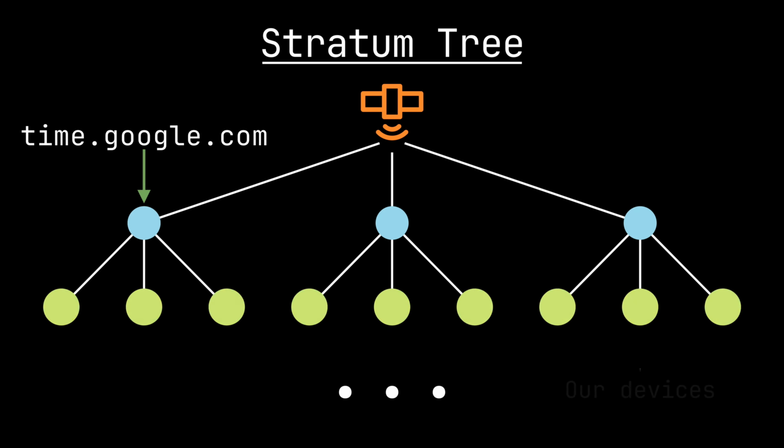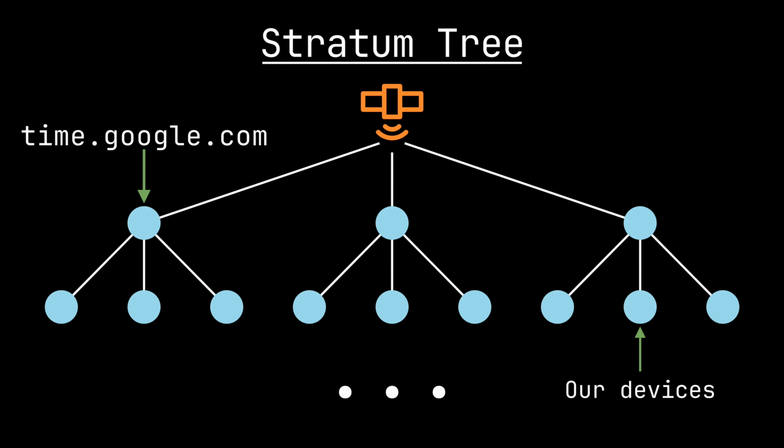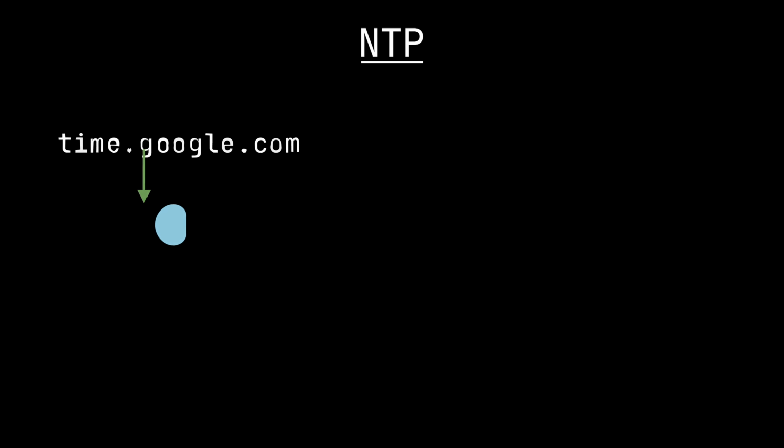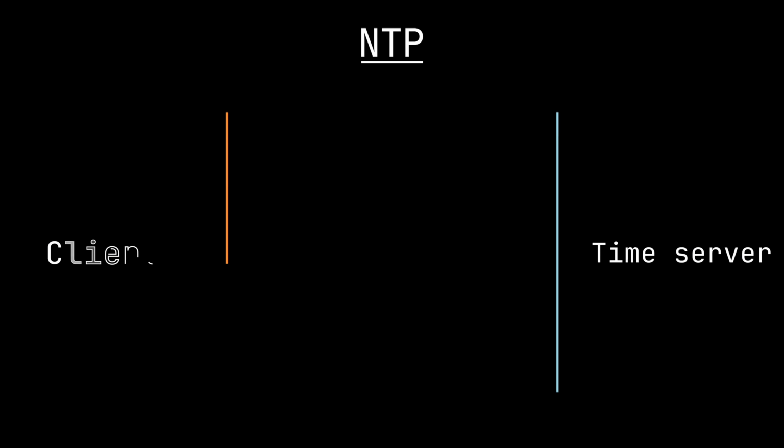Typically, our devices are at stratum 2 or 3, since they get their time from servers like time.google.com. These time servers have a protocol to go along with them, the Network Time Protocol, or NTP. With NTP, your device communicates with multiple NTP servers in order to figure out what the true time is.